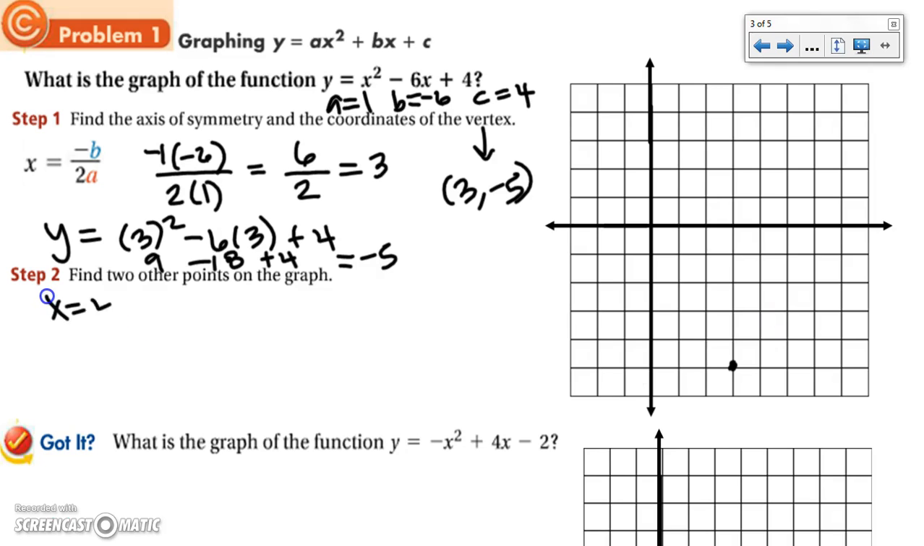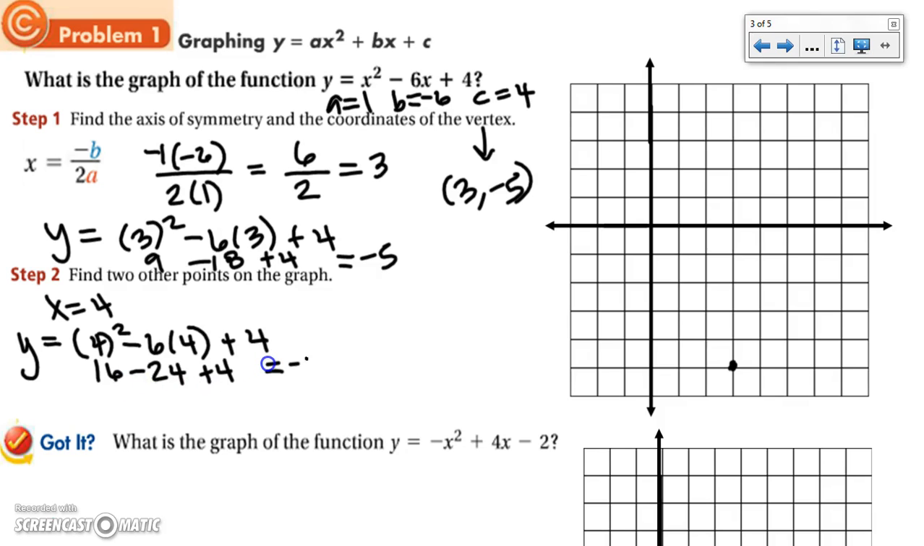So when x is 4, I'm going to plug into my original equation to get what y would be. So now I'm going to replace again. I will say 4 squared minus 6 times 4 plus 4. So that would be 16 minus 24 plus 4. So that's negative 8 plus 4. Y would be negative 4. So my next point here is 4, negative 4. So I can go right here. That will be my next point.